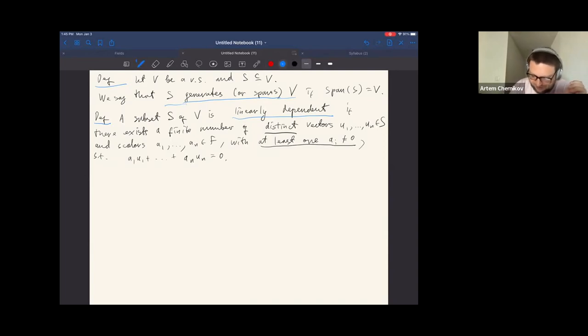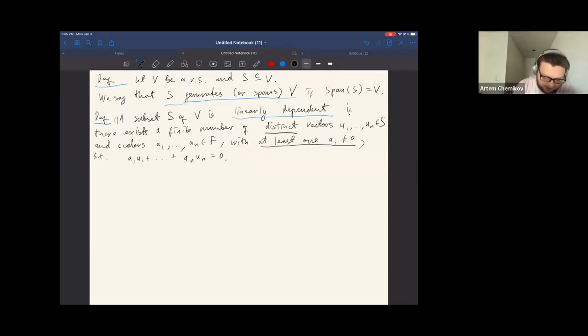So why do we care about this at least one non-zero? Well, because otherwise it would be a pointless, useless statement, right? Because if all ai are 0, then of course the linear combination of any vectors is going to be 0. So this wouldn't give us any information about vectors being connected, okay? All right, so this is a definition of a linear dependence of a set.